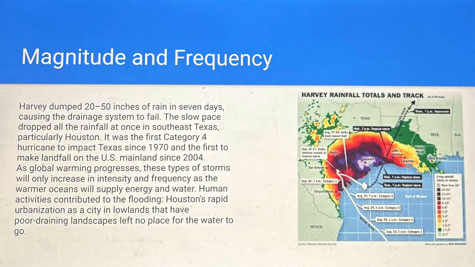Human activities contributed to the flooding. Houston's rapid urbanization as a city in lowlands that have poor draining landscapes left no place for the water to go. So they really had no answer for the amount of rain that they got all at once, causing a lot of flooding to happen in a really short period of time.